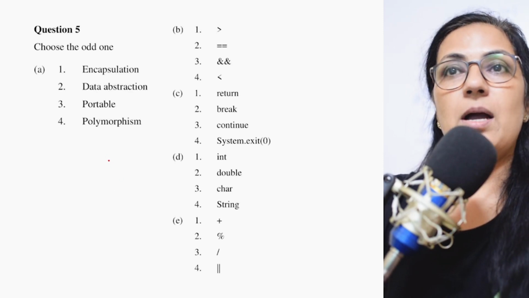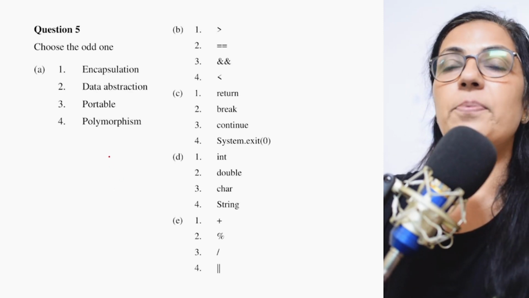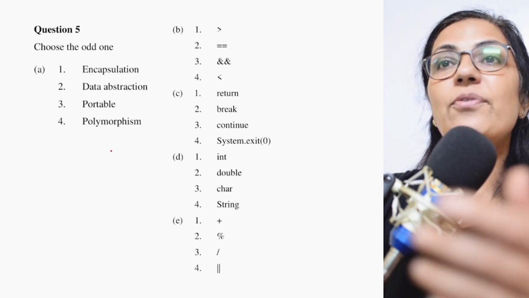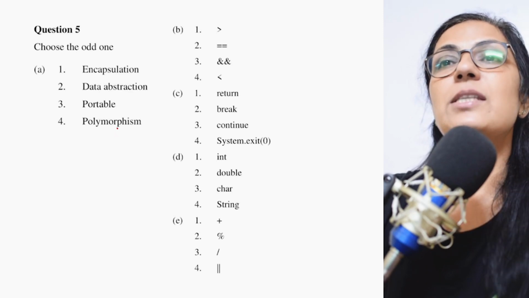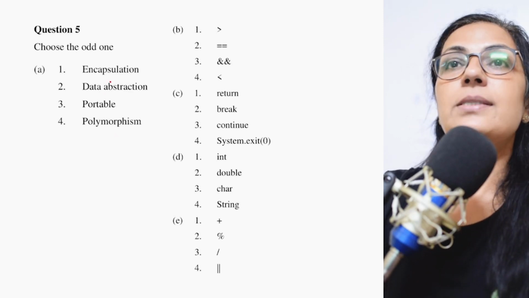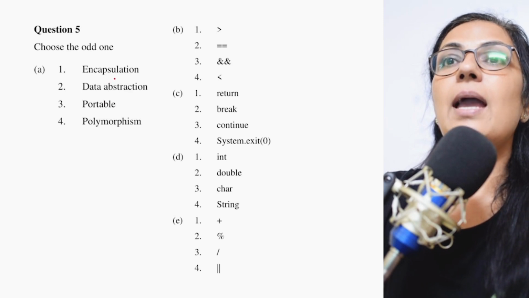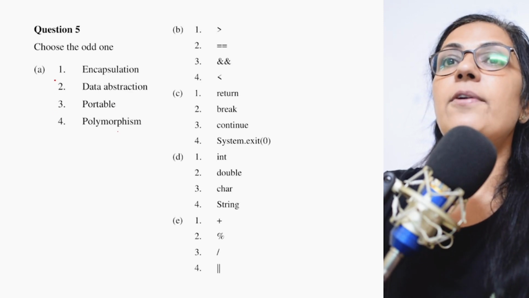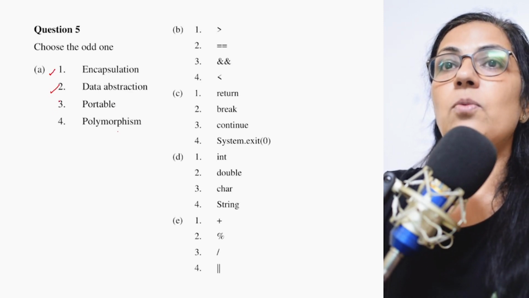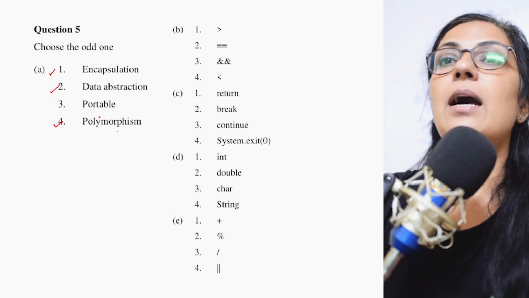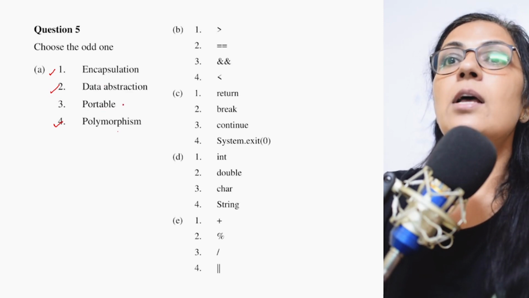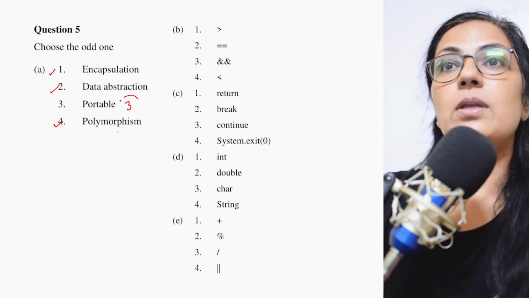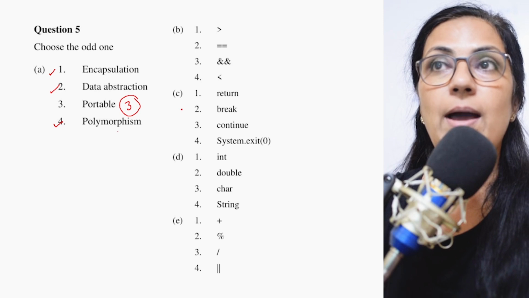Right, children? Now we move on to the next question. Choose the odd one out. Children, in this four options are there. 3 options will belong to one category, and you have to find one option which is not matching with the remaining 3. First question in this is encapsulation, data abstraction, portable, and polymorphism. If you see option 1, 2 and 4, all these are object oriented principle. So portable is not matching with these. So option 3 is the odd one out.